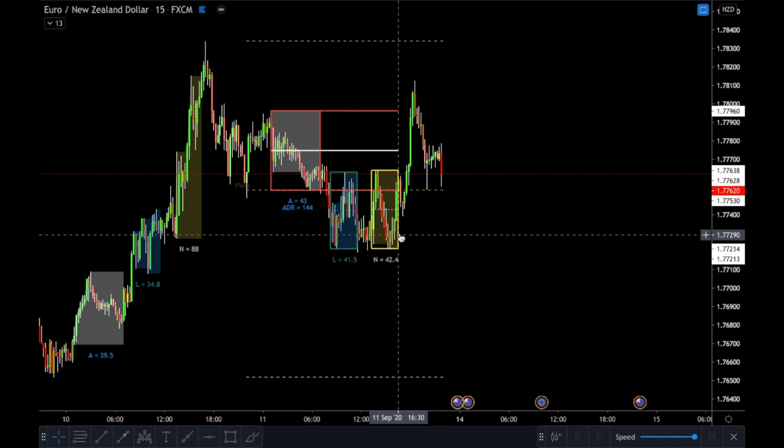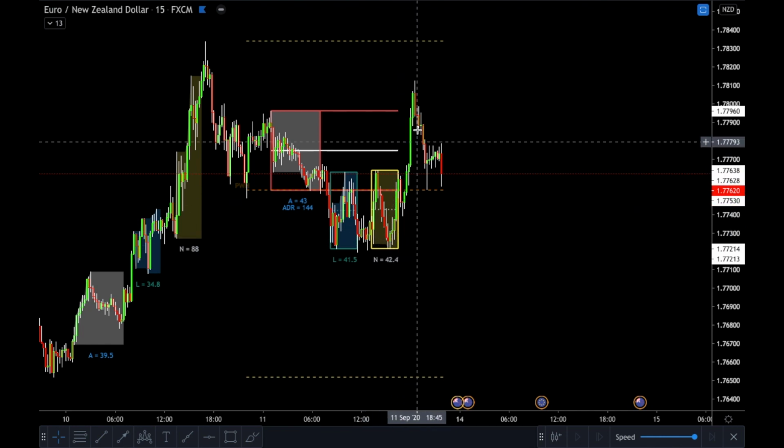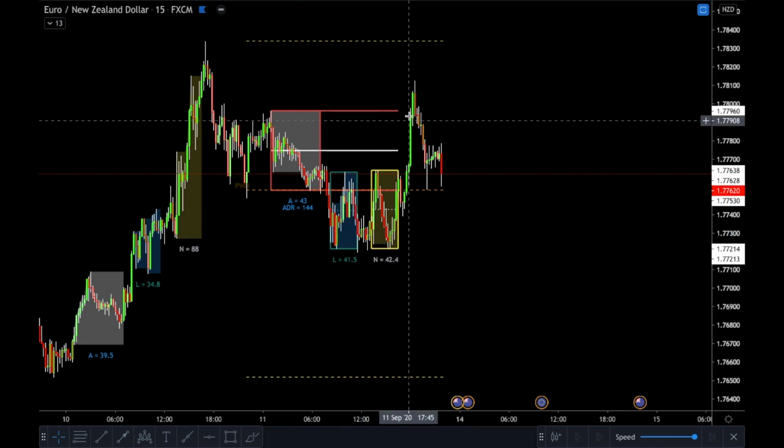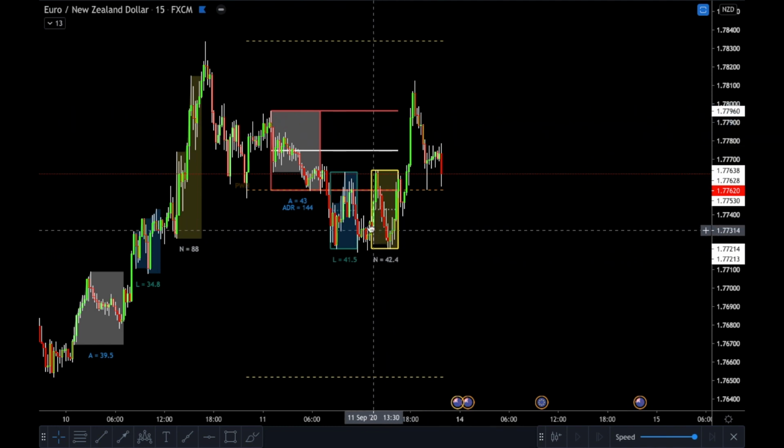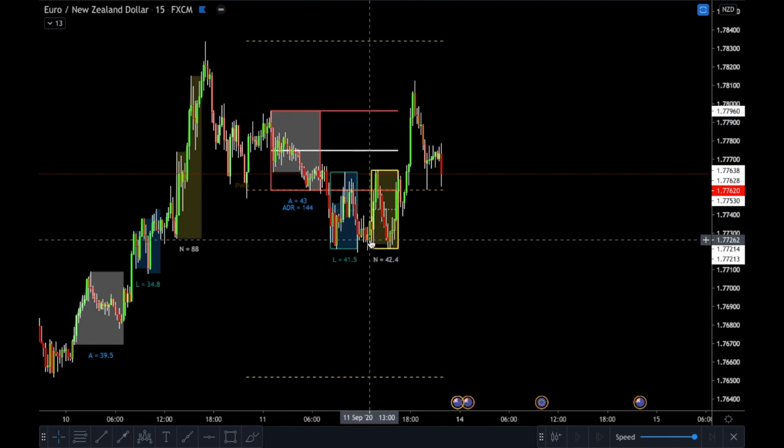So the real move you wanted to get for the whole trading day was this buy that was going all the way up here. This was your goal of the day if you were trading this pair. And like I said, because of the average daily range, you would have known that this pair still had enough push.